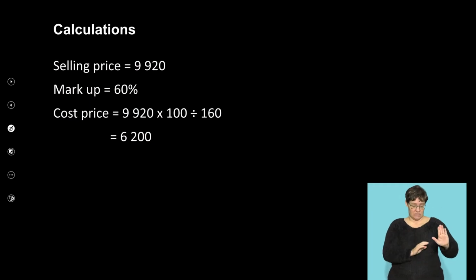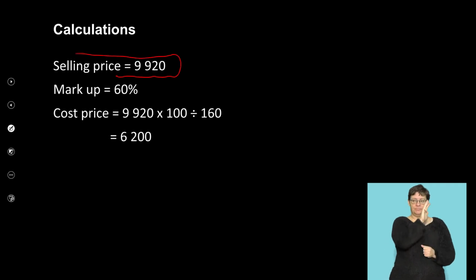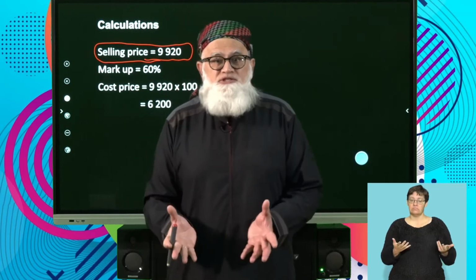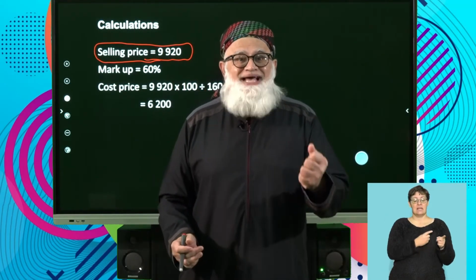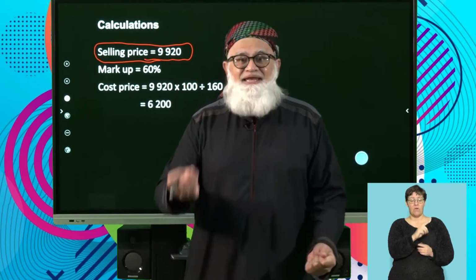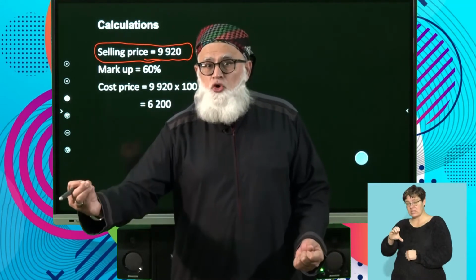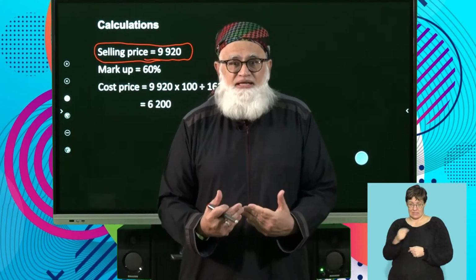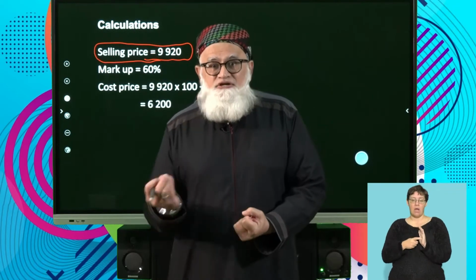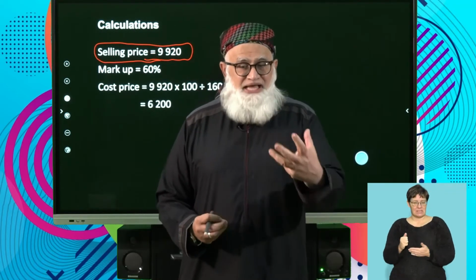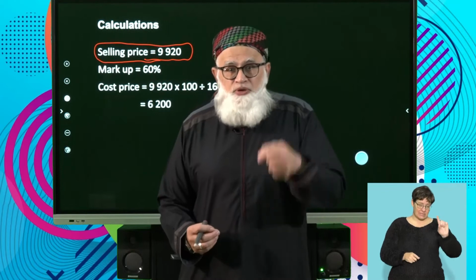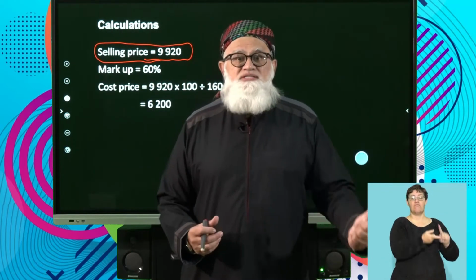Firstly, the selling price is 9920. So obviously, what's the entry for the selling price? Will always be a debit to debtor's allowances and a credit to debtor's control. Think about it rationally. The debtor owes you less. Credit the debtor's control. Debit your debtor's allowances, which we will subtract from our sales figure.